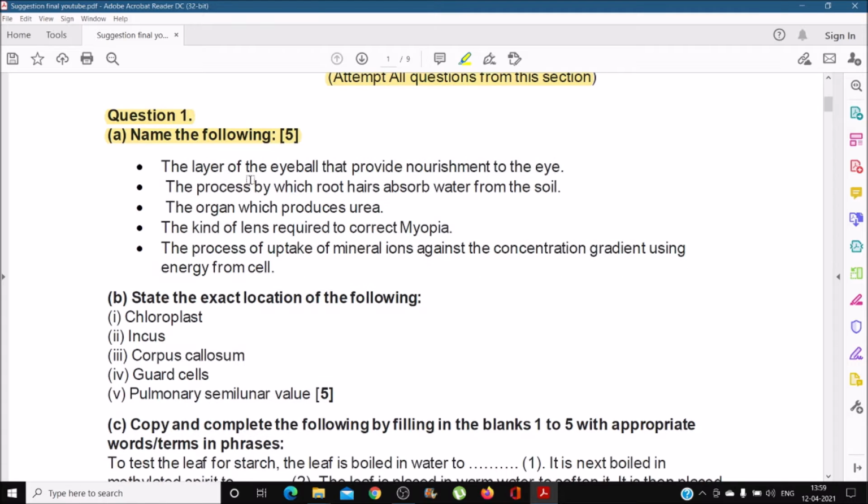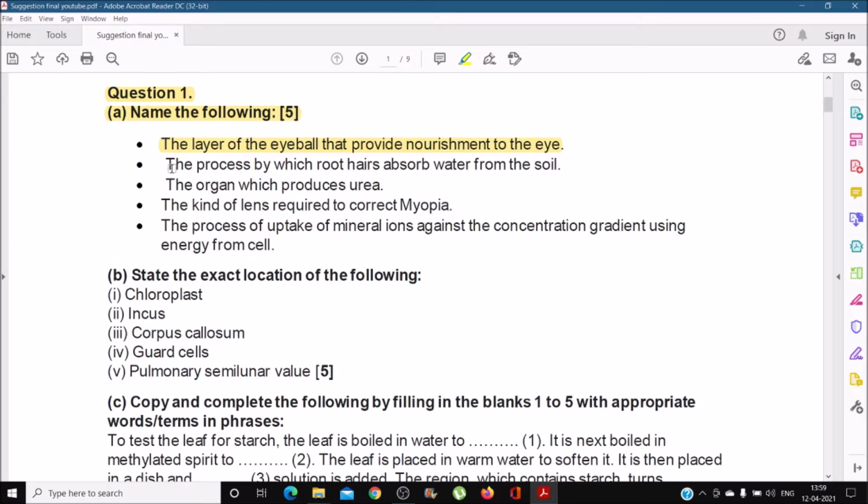First, the layer of the eyeball that provides nourishment to the eye. Next, the process by which root hairs absorb water from the soil. Next, the organ which produces urea.